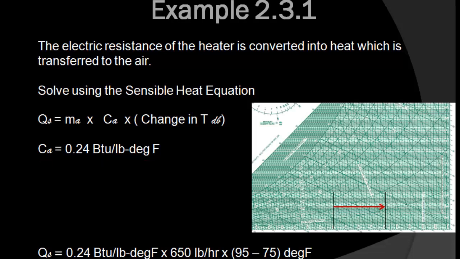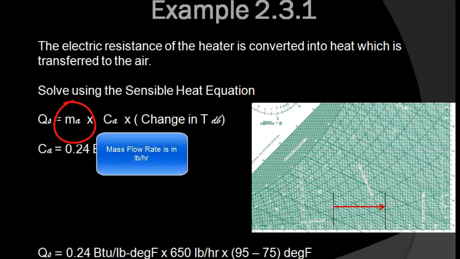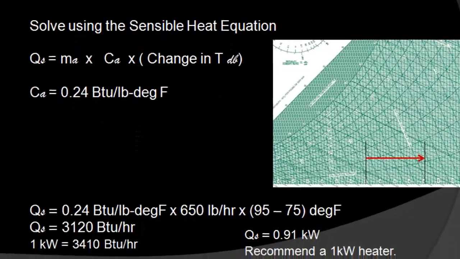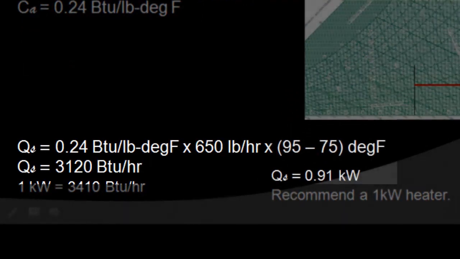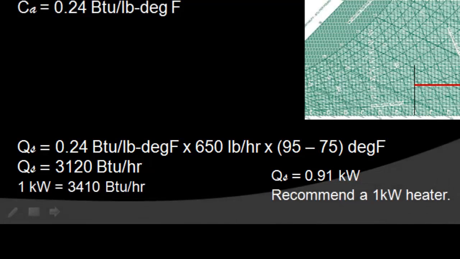Please note that the mass flow rate of the air has to be in pounds per hour for the units to work. And so, applying the math, we find that Q sensible is equal to 0.24 times 650 times 95 minus 75 degrees Fahrenheit, and this works out to 3120 BTUs per hour.